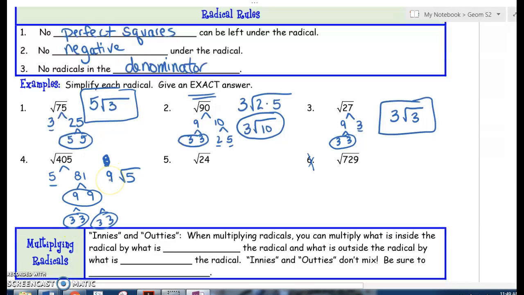You'd still end up with 9 root 5. But if you come across a pair earlier, do that so that you don't have to keep breaking it down, if you don't want to.